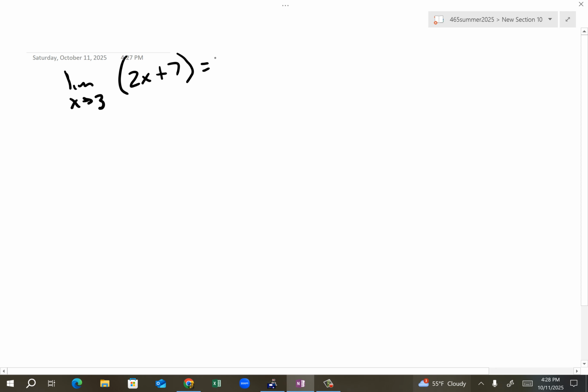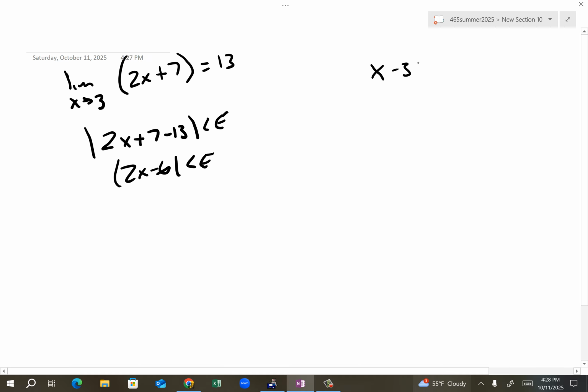Now, again, on the ones that are easy, like a linear, you want to prove the limit as x approaches 3 of 2x plus 7 equals 13. You want to prove that? Fine. Here we go. Less than epsilon, right? And so if you do this, you're going to get 2x minus 6 less than epsilon.